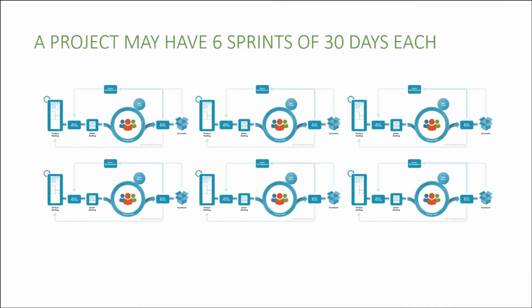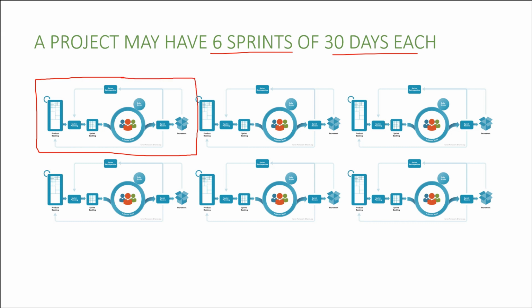So for those of us who have the traditional waterfall model imbibed in us, I added this slide just for you guys because it sometimes becomes difficult to imagine how you're going to deliver a 6 months long project using sprints, right? So you're basically going to have 6 sprints of 30 days each if your project is 6 months long, which means you do all of this 6 times, which means you deliver a shippable product increment 6 times to the customer.